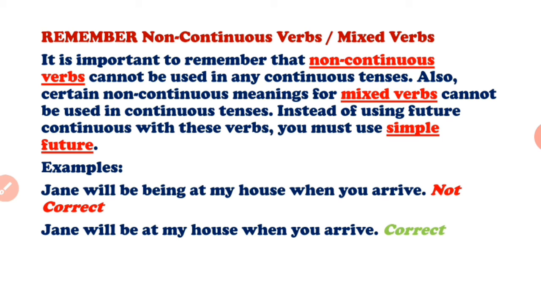Examples: Jen will be being at my house when you arrive. Be being is very odd. No need, not correct. Jen will be at my house when you arrive. It's right. No need for be being. Be is sufficient, I think.